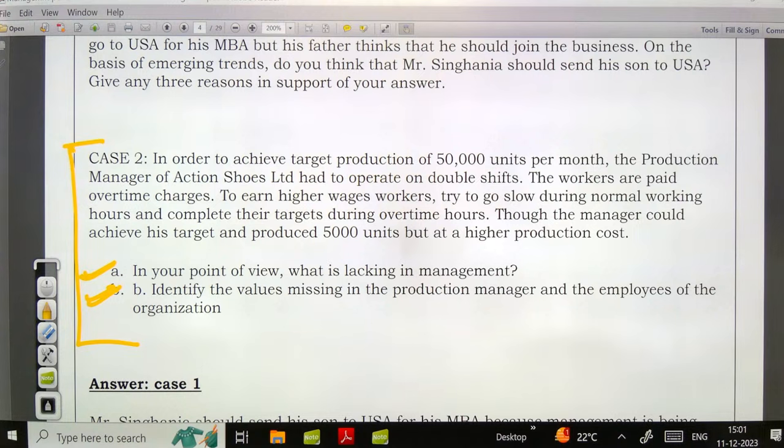Are you finding management boring? Or am I successful in making management somewhat interesting?